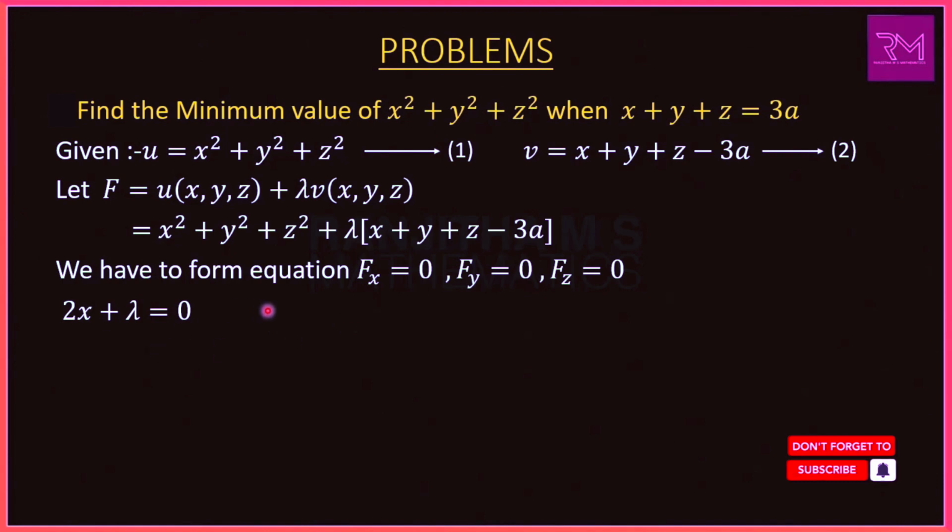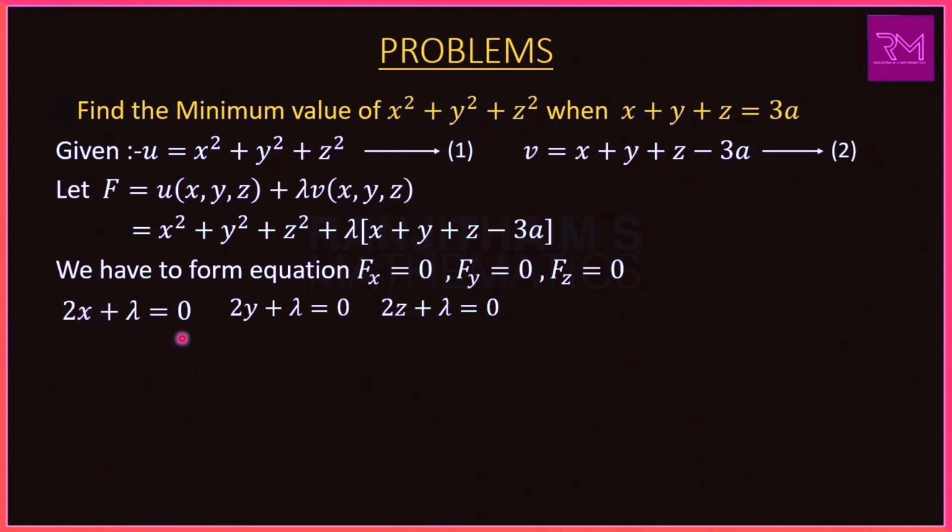Similarly find fy and equate to 0. The partial derivative of f with respect to y is the differentiation of y square, which is 2y, plus lambda into the differentiation of y, which is 1. Hence we get 2y plus lambda equal to 0. Similarly fz is 2z plus lambda equal to 0. Here 2x plus lambda is equal to 0, 2y plus lambda is equal to 0, 2z plus lambda is equal to 0. Next step, we have to find x, y, z and lambda values.